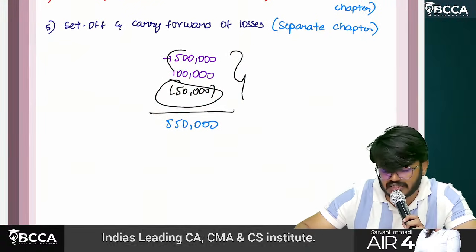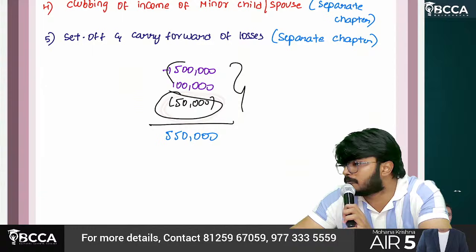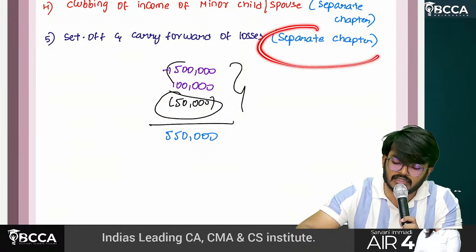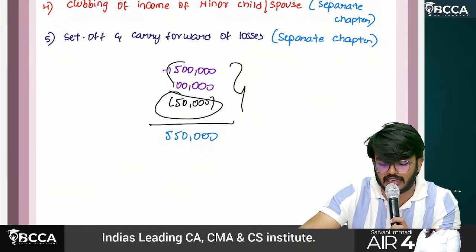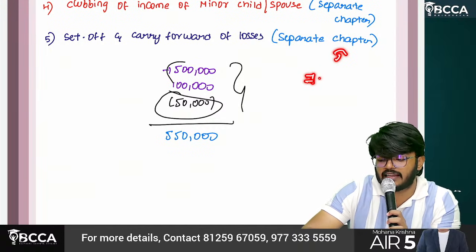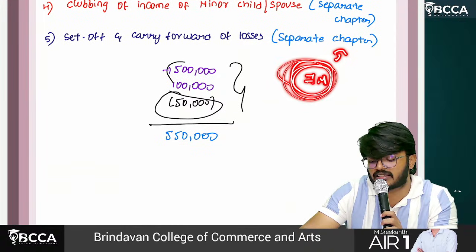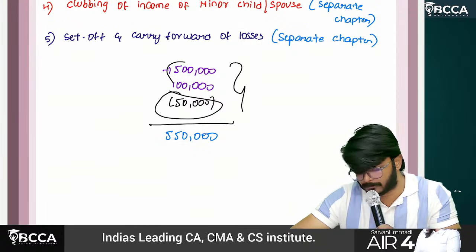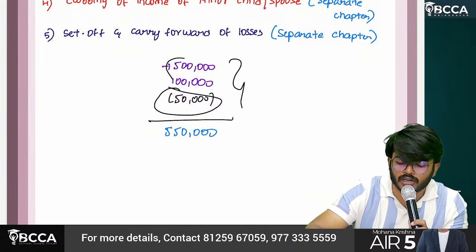So whether it is possible or not, whether we can set off this or not, this will be covered in a separate chapter. Okay, set off and carry forward of losses. If you observe, earlier I said that one compulsory 7 marks question they will ask from this chapter. Set off and carry forward of losses. Okay, so fine. So what is the meaning of carry forward?